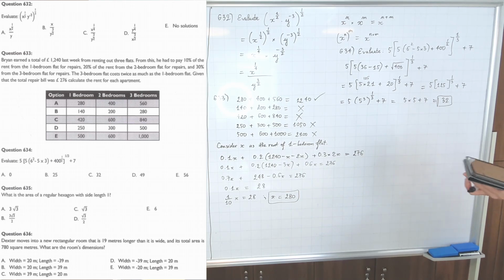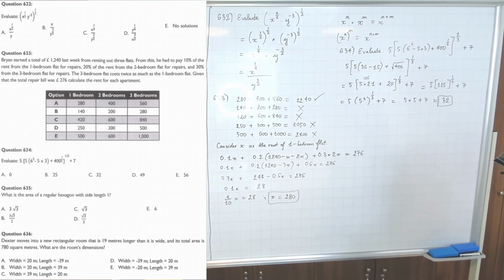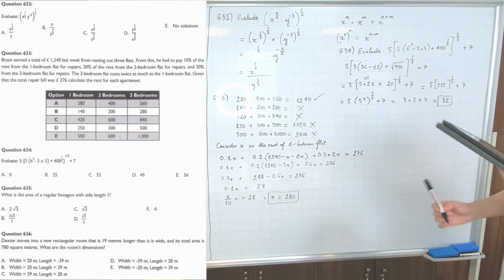Check if we have something wrong. No, everything checks out. 634, okay? Answer C. Okay, good. 635.